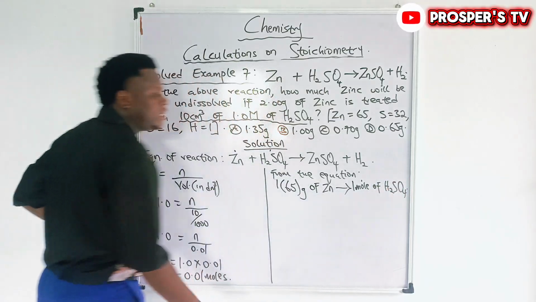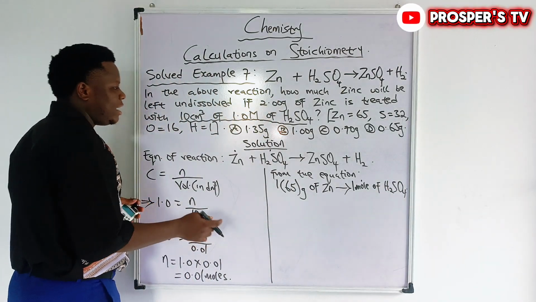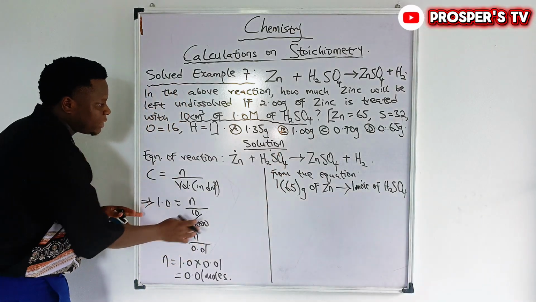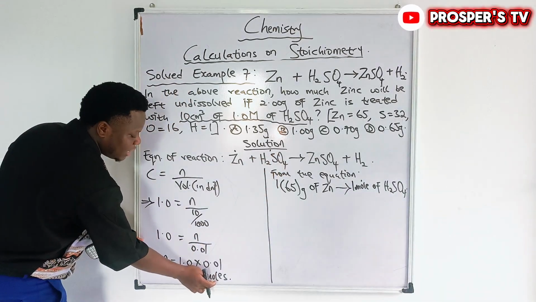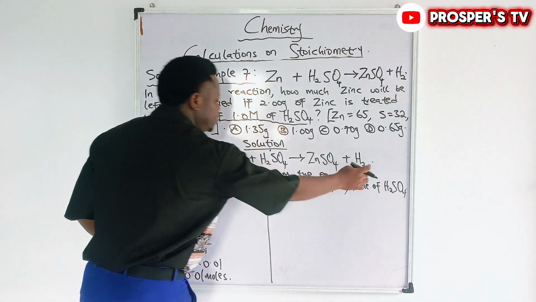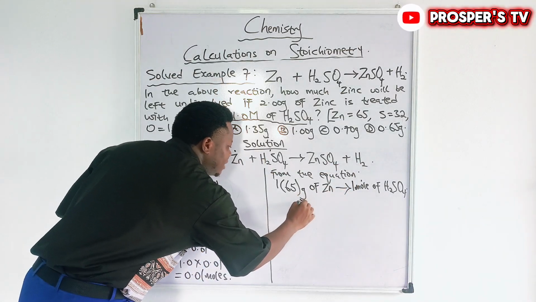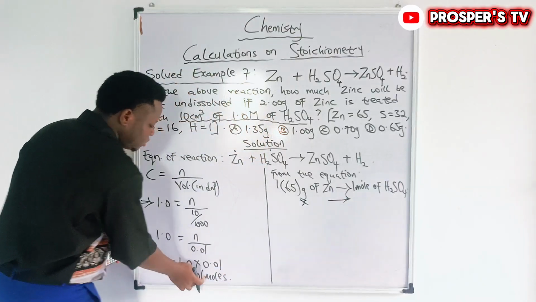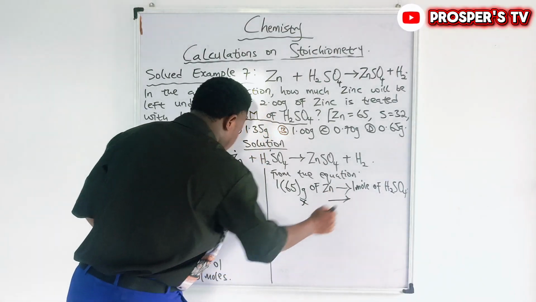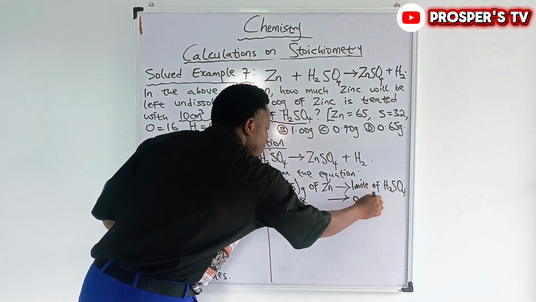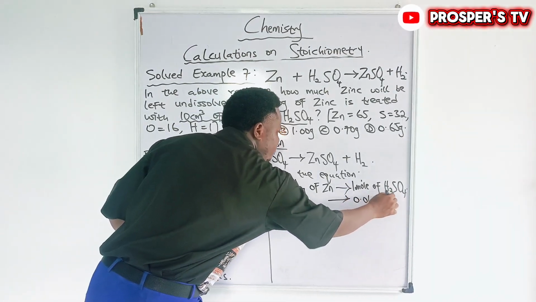Okay, just in case you're wondering why I am not expressing this in grams, because what I have calculated for H2SO4 here is what? In moles. So I express this as 1 mole of H2SO4. So I would ask myself, what would be the mass of zinc that would be reacting with 0.01 moles of H2SO4.